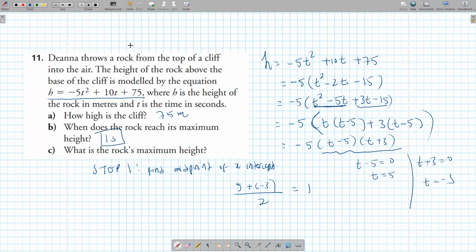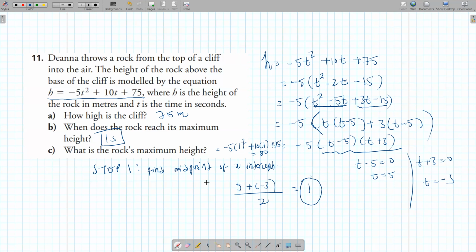Okay. So in this question, instead of just straight up diving down, we're tossing it up. This is the cliff. We're gonna toss the rock up and then it's gonna come crash in the water. Look at part C. What's the rock's maximum height? To do this, you need the midpoint of the x-intercepts. We already have it, yeah? You see that? 1. To find the maximum height, you just plug this back into the equation. So to do part C, you just plug 1 in as t. So we have -5 times 1 squared, plus 10 times 1, plus 75. And that's going to give us an 80 if you plug that in a calculator.